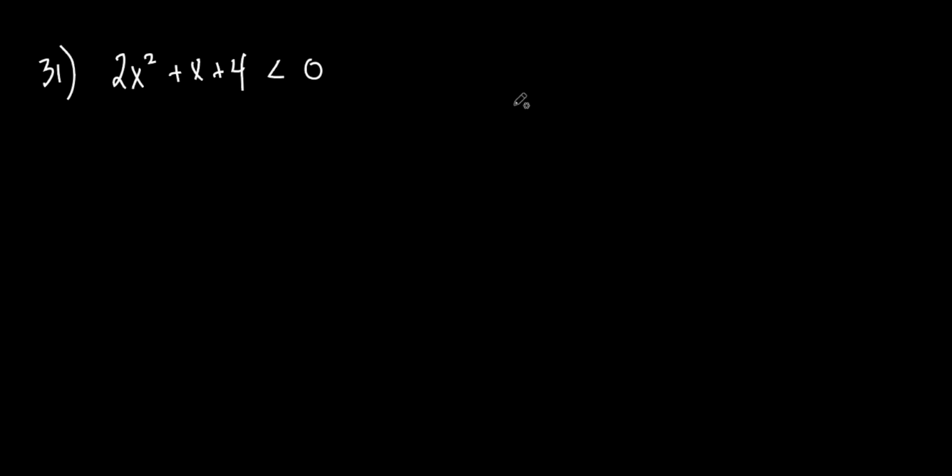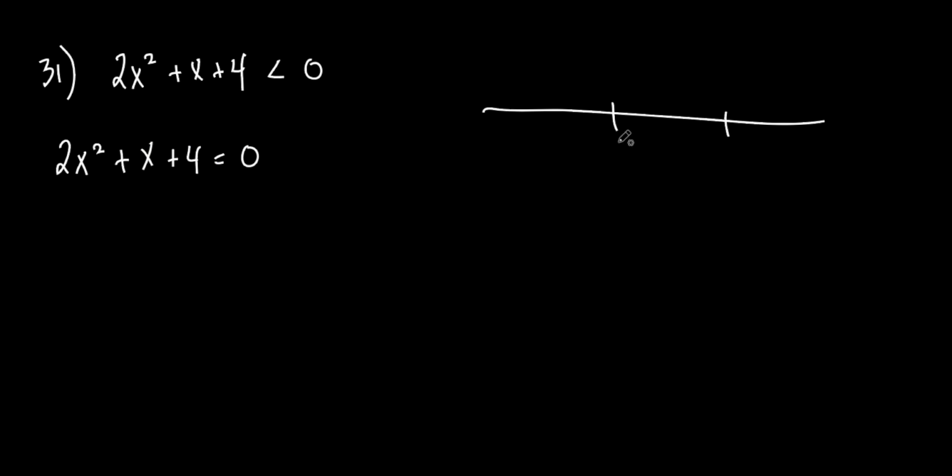So what do we do? Let's find that critical point. Remember, we're going to do the number line thing. Find our critical points. So let's do that. So we're going to set this equal to 0, 2x squared plus x plus 4, because I want to find out where those zeros are. Where does this thing equal 0? So that'll give me 1 point here and 1 point here.